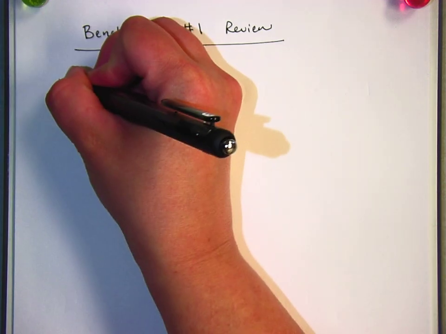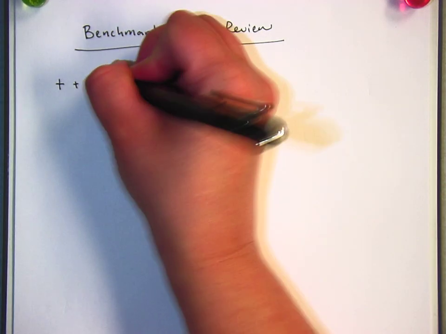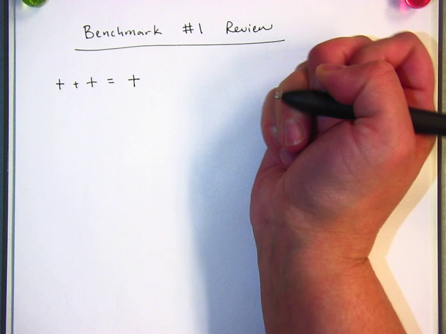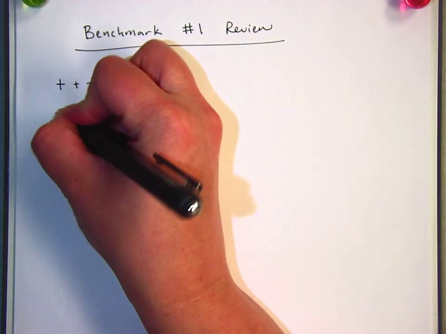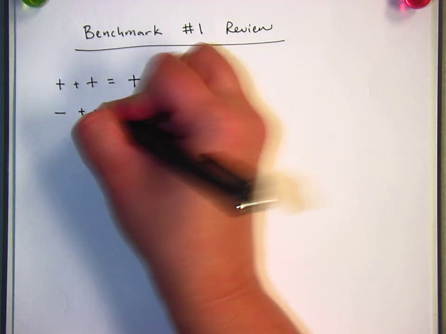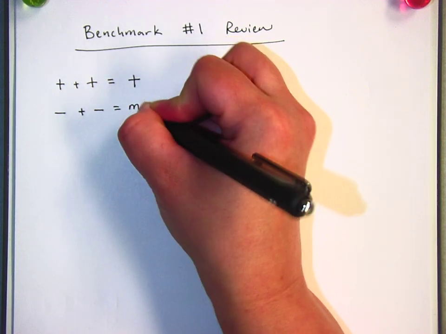First of all, if you're adding two positive numbers, you get a positive number. If you are adding two negative numbers, you get a more negative number.